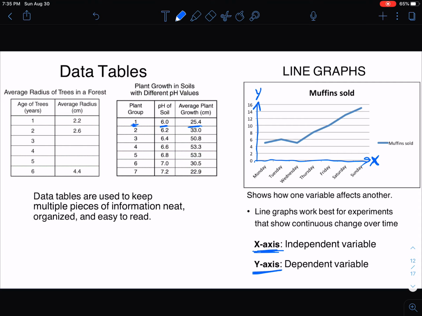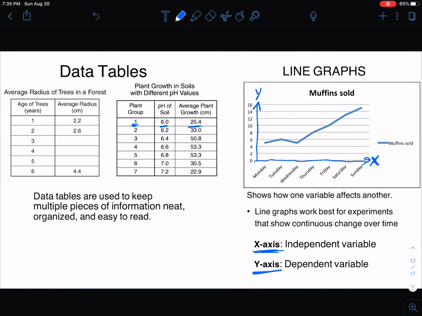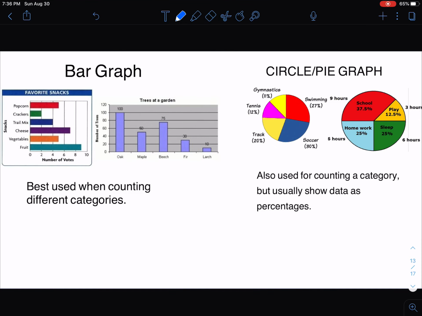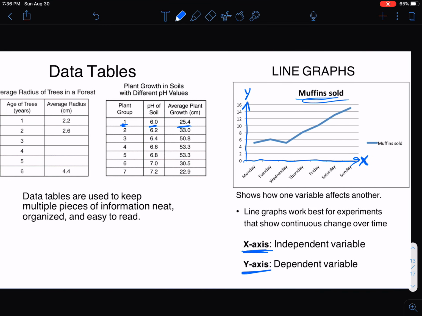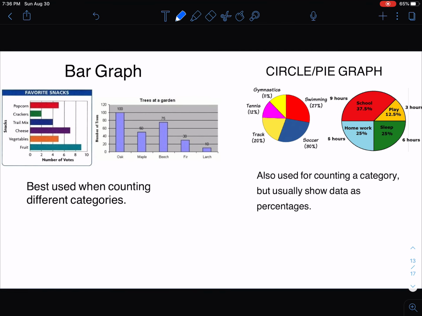And again, it says here line graphs are best for experiments that show continuous change over some period of time. Two other types of graphs are bar graphs and circular pie graphs. Now, these two types of graphs are really good when counting things. So with the muffins sold, you could have made that into a bar graph showing how many muffins were sold each day. That could have been made into a pie graph, absolutely. But with this line graph, they were trying to show a trend over time. They were trying to show you that as the week went on, sales went up, and it's easy to read.